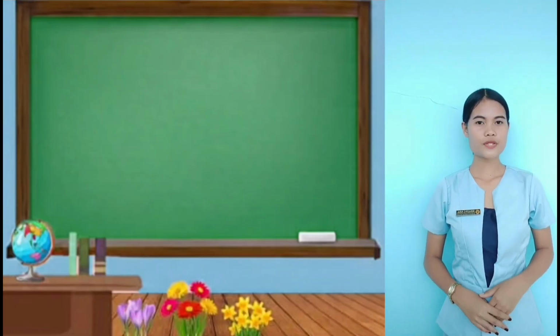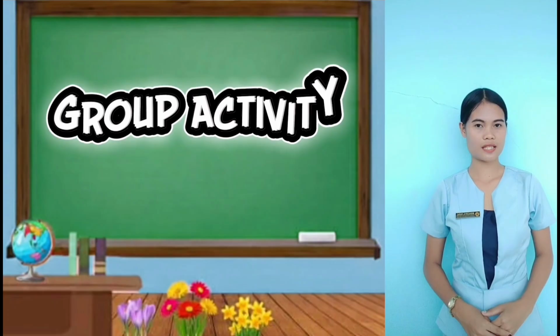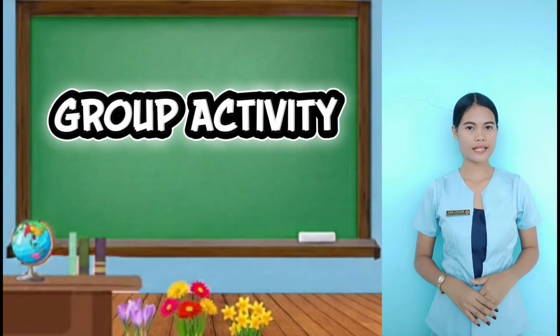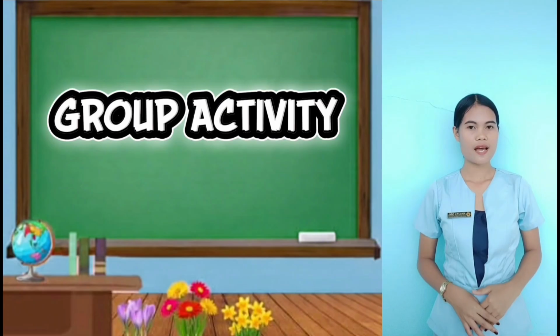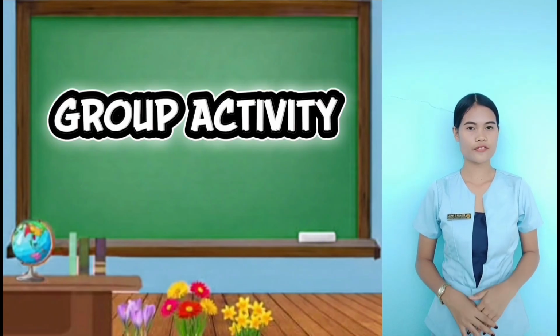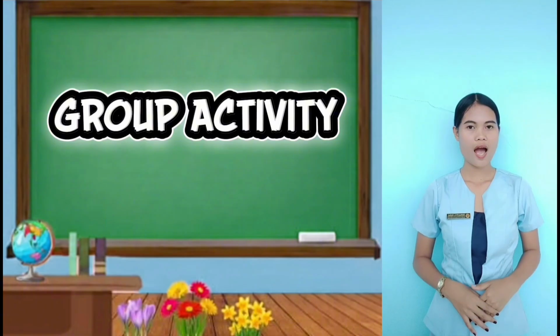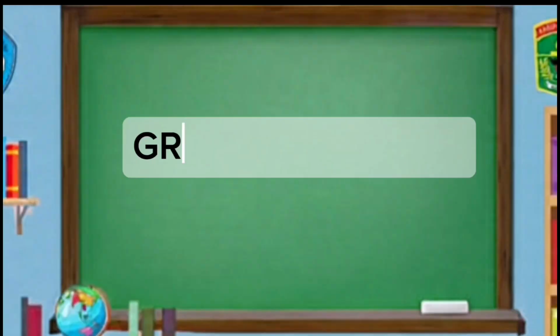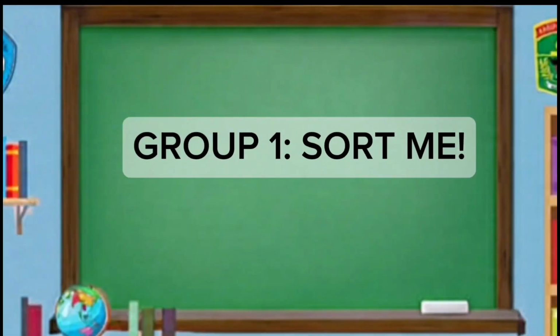Now, let's proceed to our group activity. Now, I will divide the class into 3 groups, and each group has different tasks to do. I will give you 5 minutes to complete your task. Group 1. Sort me. The objective of your activity is to identify and classify numbers correctly.